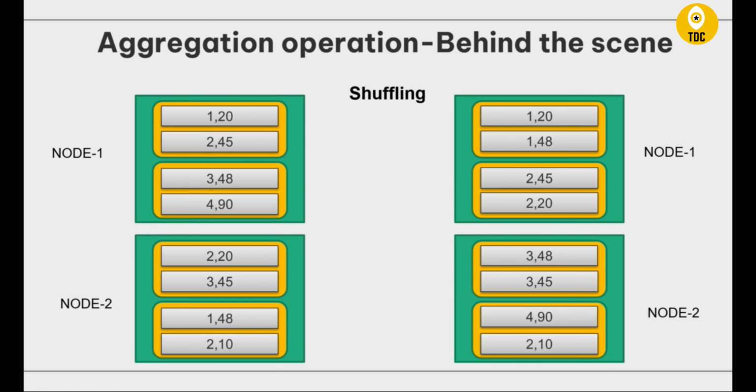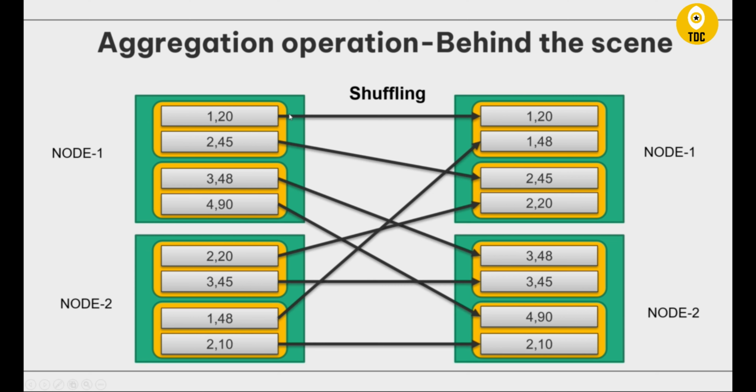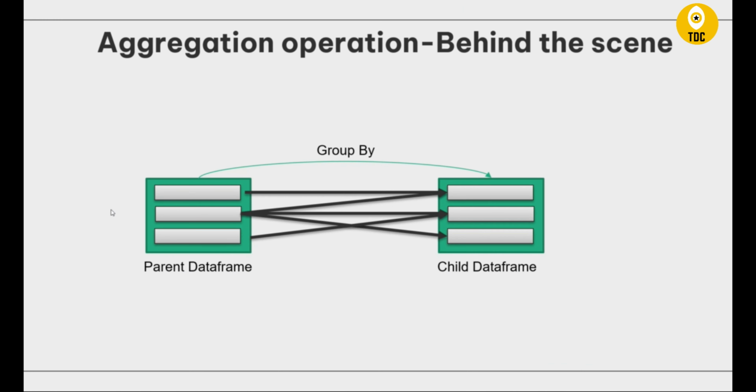Shuffling is a very network-intensive operation, because the data is getting exchanged between nodes and different partitions, and you can imagine millions of rows getting shuffled. So what kind of network-intensive operation this might be, right?